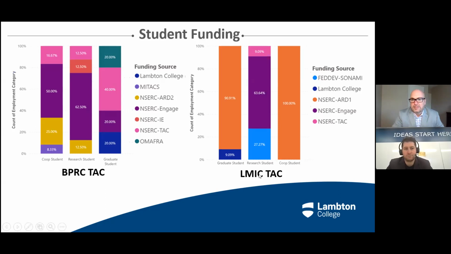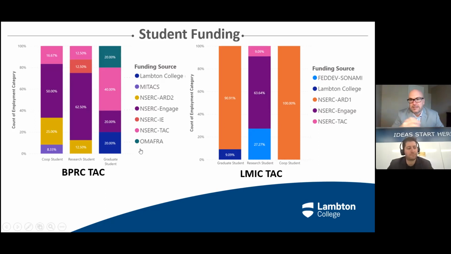So just BPRC versus LMIC, quite a diverse amount of funding, how we pay for the students, and also a bit different between the two groups. And that's just the nature of our two areas of expertise. So for BPRC, there are things that are a bit unique to us, like OMAFRA, doing a lot of agriculture and food research. The LMIC, the manufacturing side, isn't doing that much of it. But then there are some commonalities.